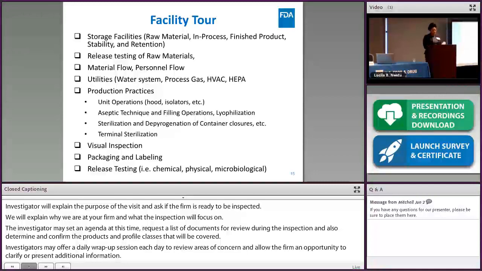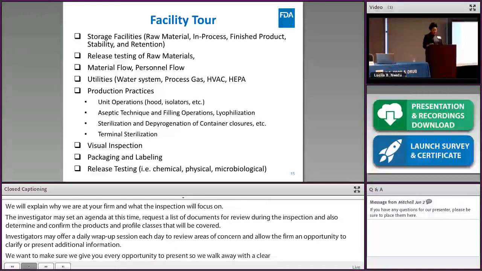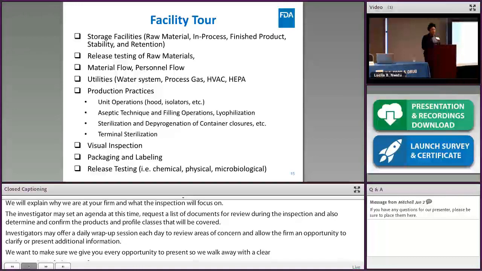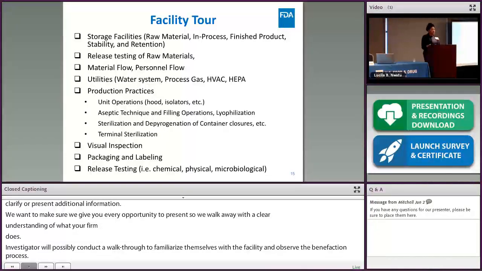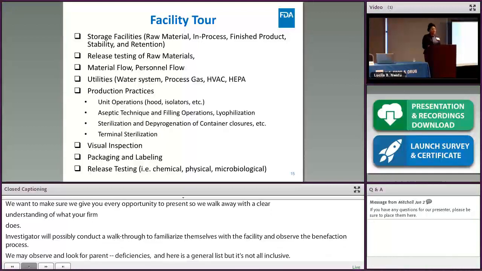The investigator will conduct a walkthrough of the facility to familiarize themselves with the facility and observe the manufacturing process. We may observe and look for apparent deficiencies with respect to, but not limited to, the following. And this is just a general list of things. This is not all-inclusive. We'll look at the storage facilities of your raw materials and processed finished products, where you store your stability samples and where you store your retained samples. And we'll also go through those programs of how you sample and test those materials.